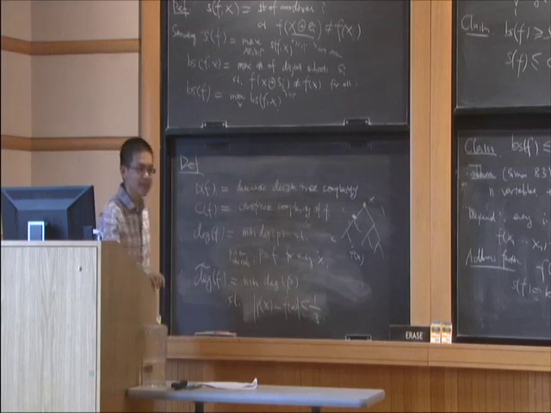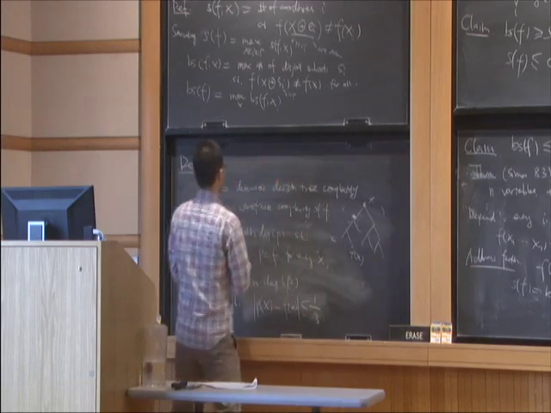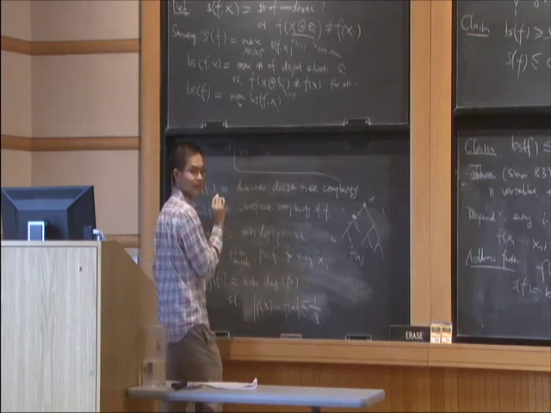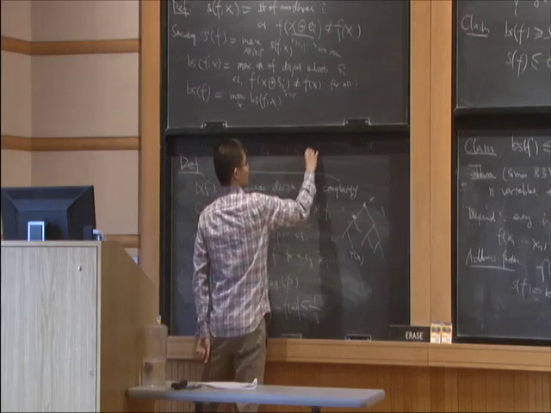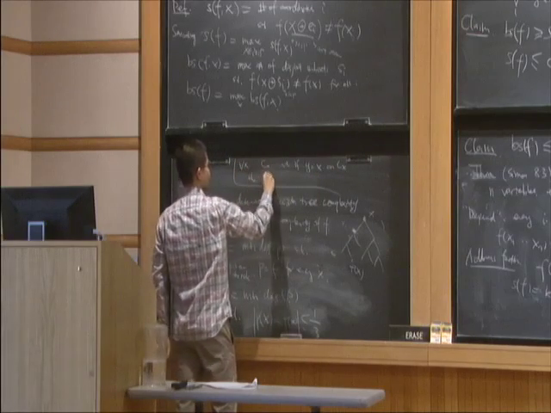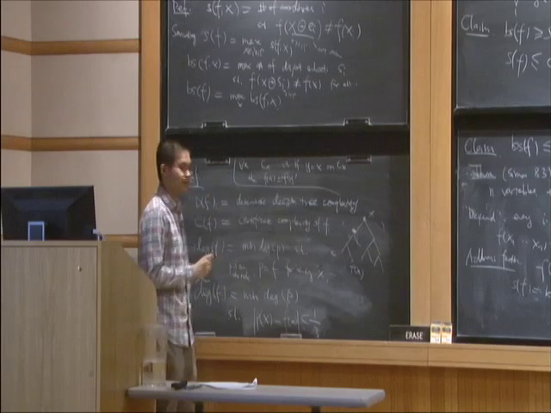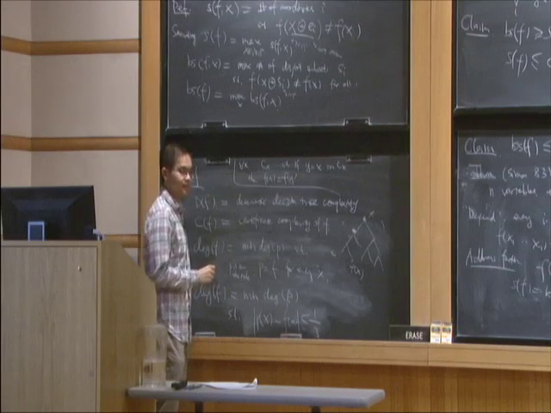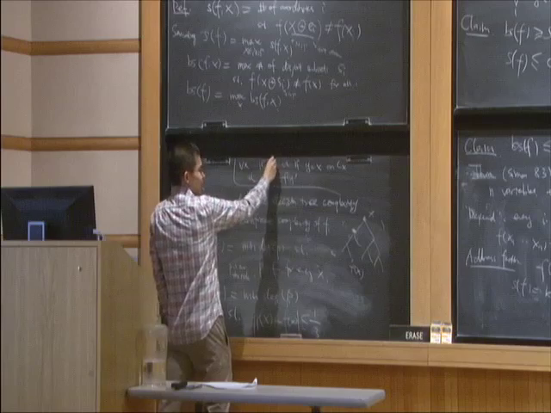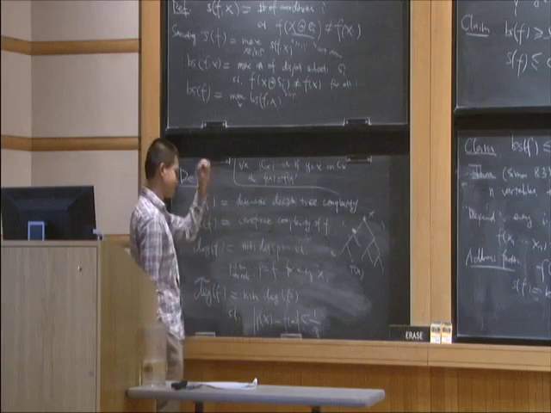Should I define C of f again? C of f is the certificate complexity. So for every x, there exists a certificate cx such that if y is equal to x on cx, then f of x is equal to f of y. If you have omniscient power, you could just look at this subset of bits and know the value of f. So this set is small for that. Then I take the set that has the minimum size for each x, and then I take the maximum.